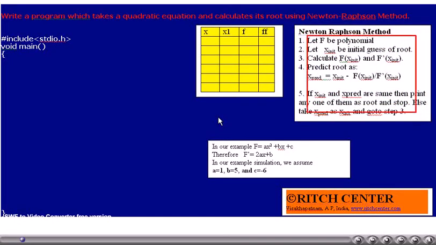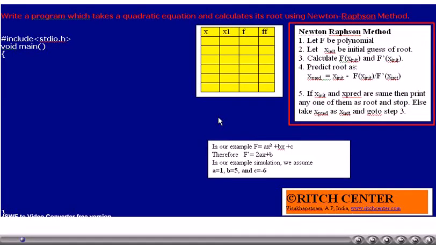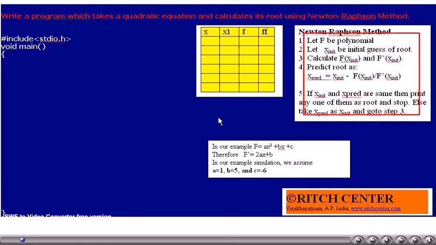If x initial and x predicted are the same, sometimes achieving exactly the same value takes some number of iterations. That's the reason why we consider that if the difference between them is less than some number, they are almost the same, and then we terminate the loop. So this is the essence of the Newton-Raphson technique.